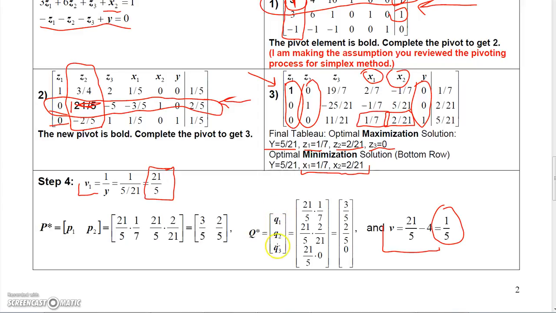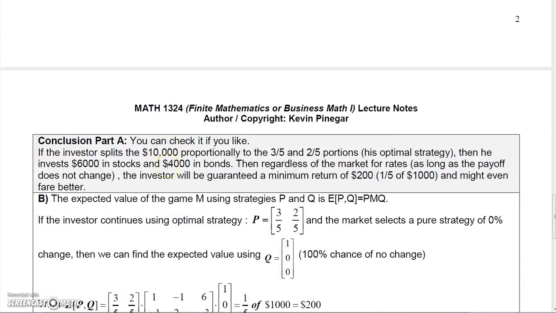The strategy for Q, I take each V1 value and I multiply it by each Z value. Well, Z1 is 1/7, so 21/5 times 1/7 is 3/5. And then Z2 is 2/21, so V1 times Z2 is 2/5. And then Z3 was 0, so 21/5 times 0 is 0. So therefore, that's the strategy.